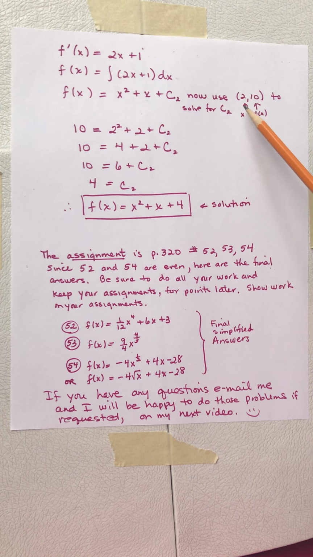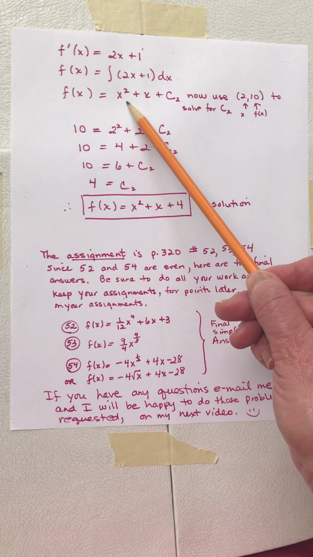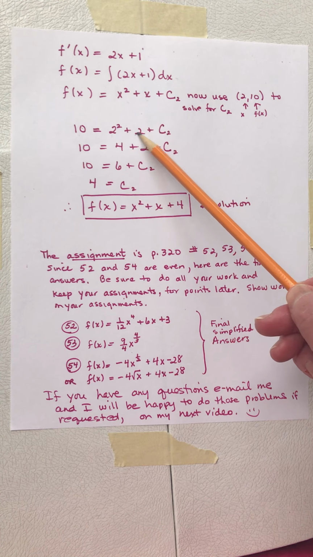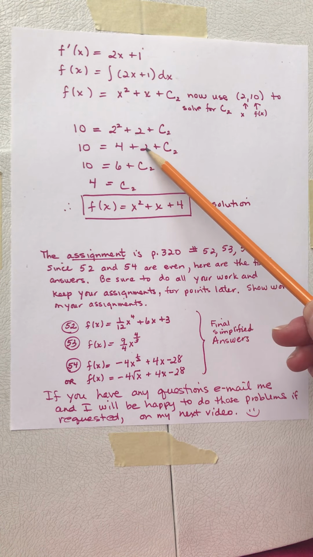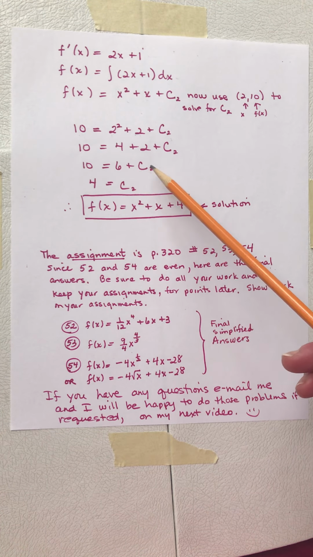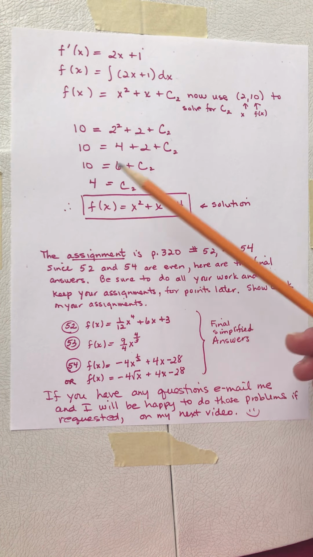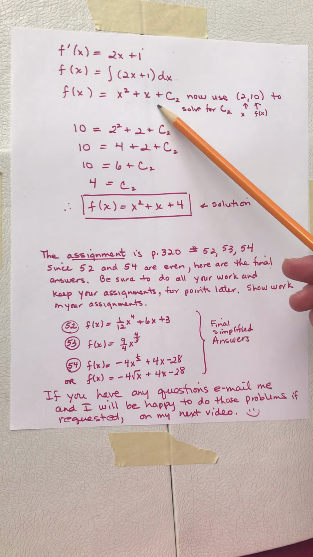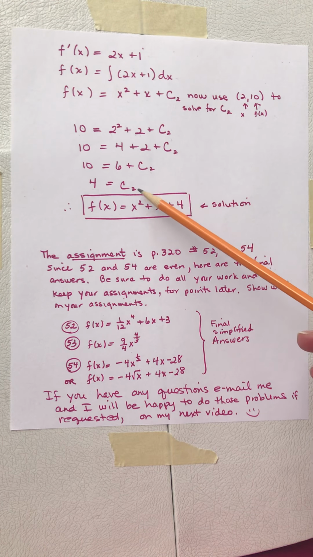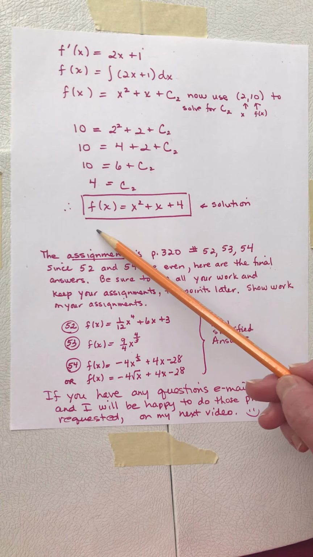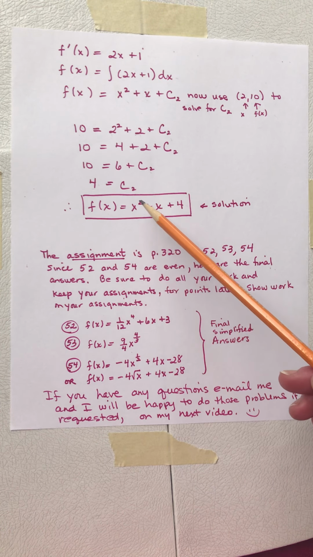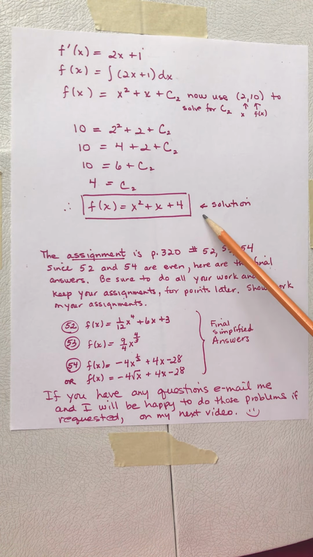Now we're going to use the point that's on the f graph, and that point was (2, 10) that they gave us at the beginning of the problem. 2 is our x, 10 is our f of x, so we plug 10 in here for f of x, and then we plug 2 in for our x. So we get 2 squared plus 2 plus c sub 2. We solve that, we get 10 equals 6 plus c sub 2, so c sub 2 is 4. Then we rewrite our f of x exactly the same, except we replace c sub 2 by the value we just found, which was 4. So our solution is f of x equals x squared plus x plus 4, and that's it.